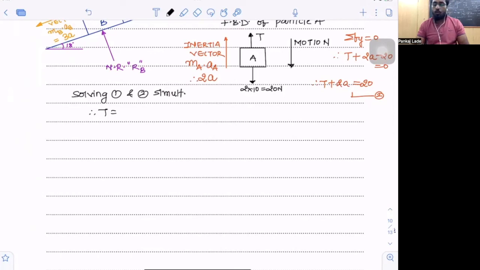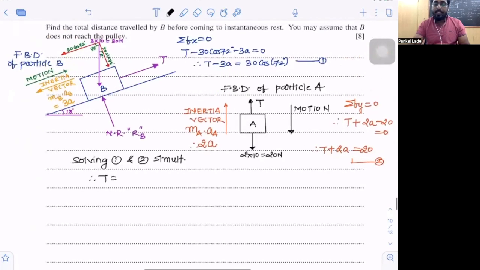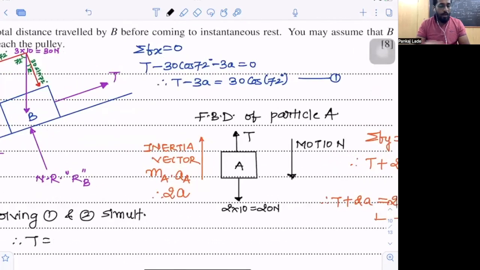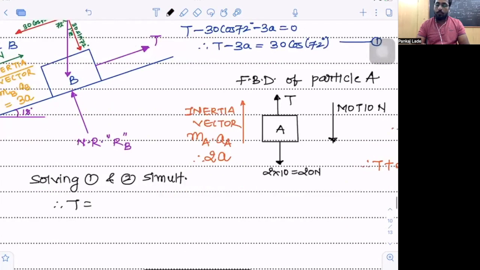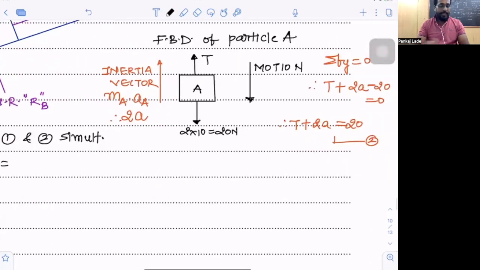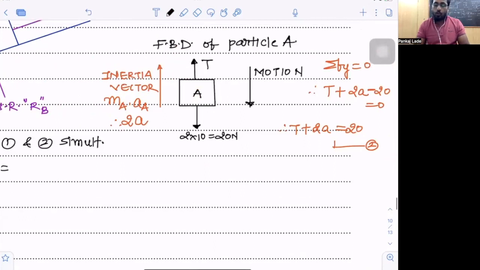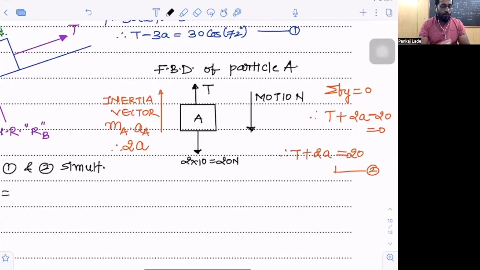Okay, so what's the coefficient of T in the first equation? It's 1. So enter 1. Coefficient of A, it's minus 3. And the constant on the other side, 30 cos of 72. Okay, so can I enter this value over there? Then what's the coefficient of T in the second equation? That's 1. And then the coefficient of A is 2. And the right hand side is 20.